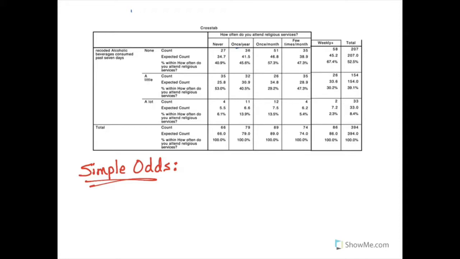Now, to calculate a simple odds, you're going to have to select one category in your independent variable, and it's completely up to you which category you want to pick. There's no steadfast rule. You could select those who never go to church. You could select those that go to church weekly or more. It doesn't matter. It is researchers' preference. The only thing when you're calculating odds is you really need to keep track of what you've chosen to do.